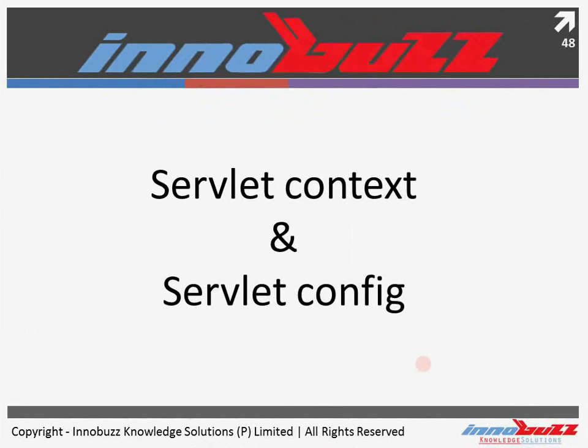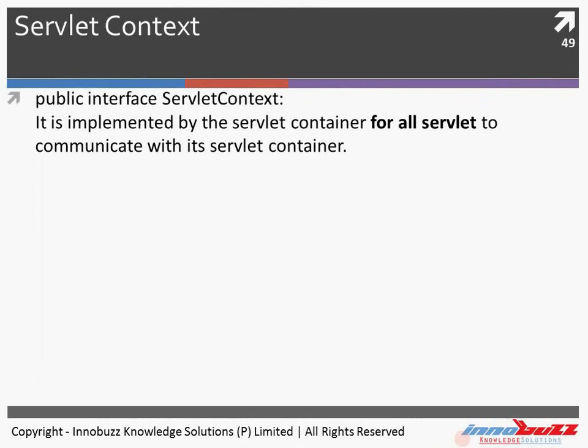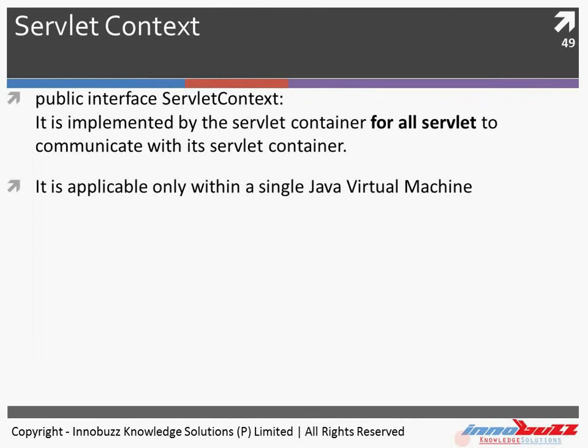Next is the servlet context and servlet config. ServletContext is a public interface which is implemented by the servlet container for all the servlets to communicate with the container. So this context is used by all the servlets within the container. It is applicable only within a single Java virtual machine. If you have more than one, it won't be applicable. Whatever was in your servlet context will not be available for another virtual machine. So it is one per JVM.